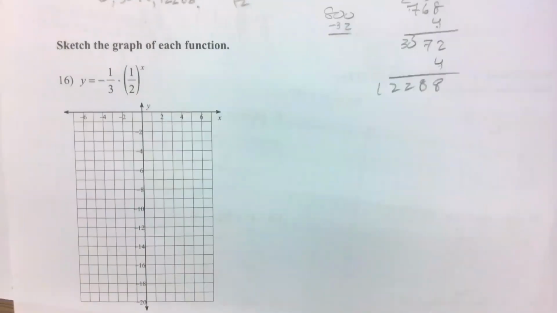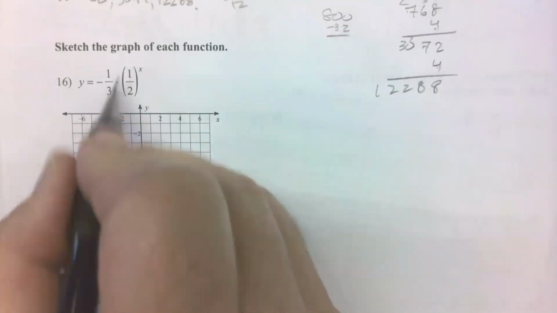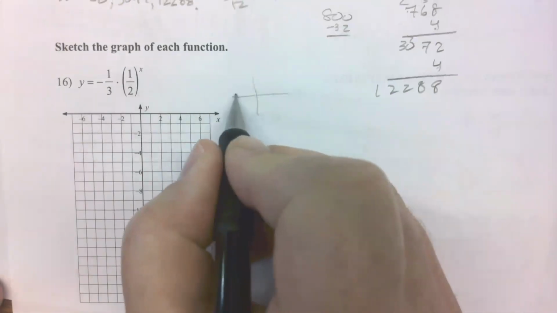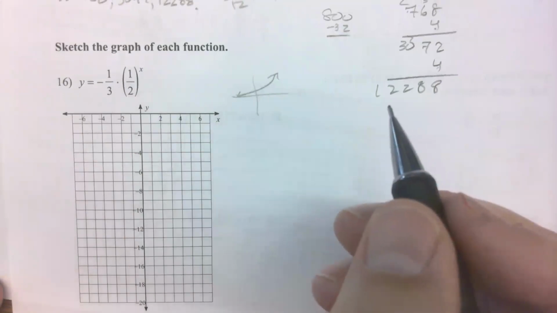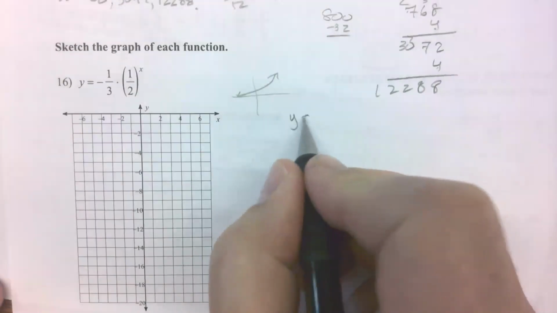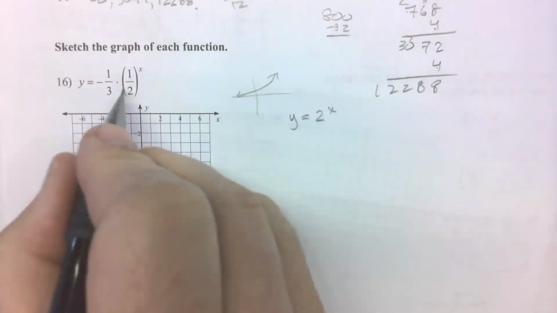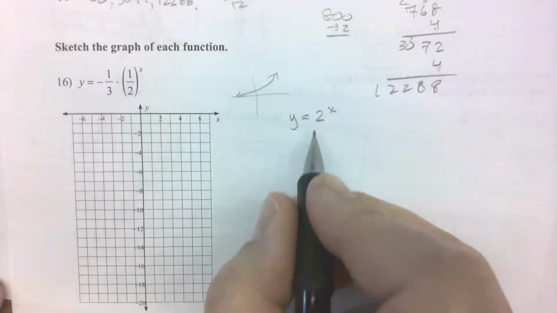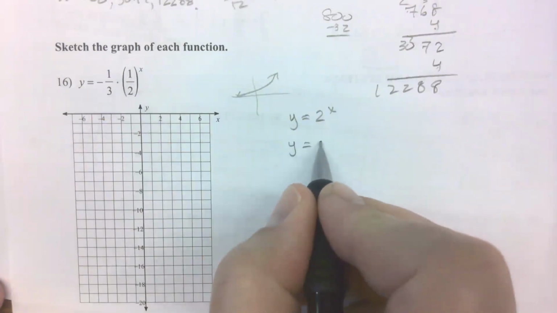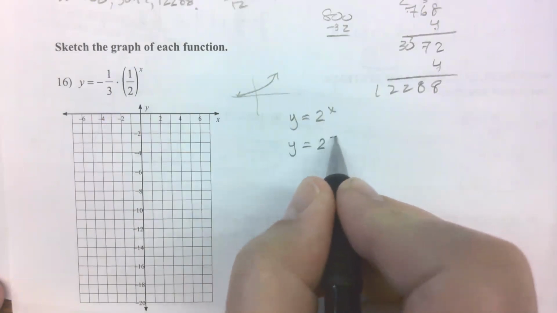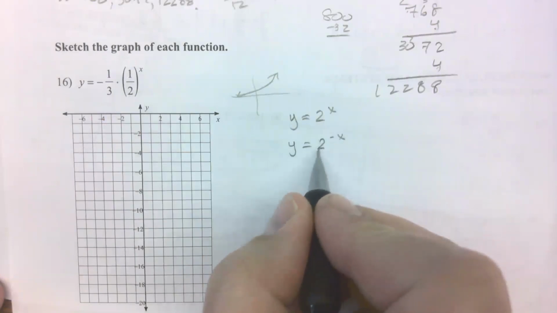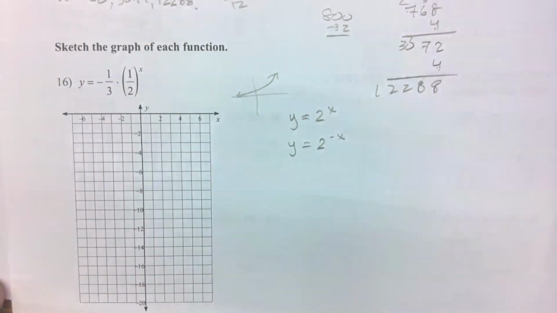All right, now we're going to sketch the graph. It doesn't have to be perfect. I know that in general, my exponential graphs look like this. But that would be something like y equals 2 to the x. In this case, my base function is 1/2. That's the same as y equals 2 to the negative x, because 2 to the negative is the same as 1/2.